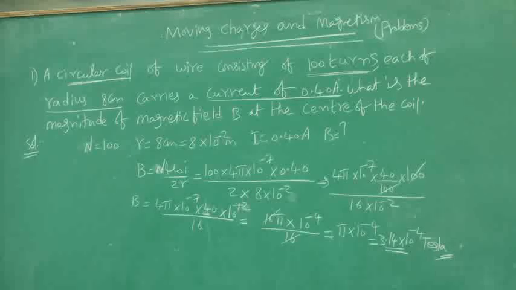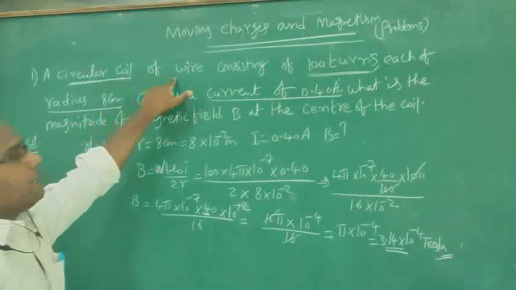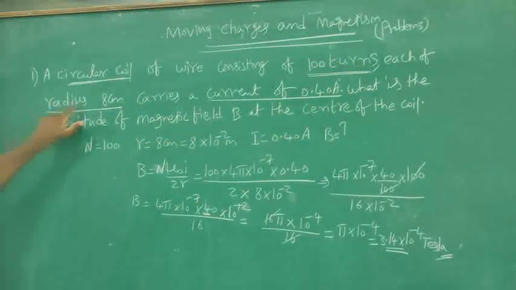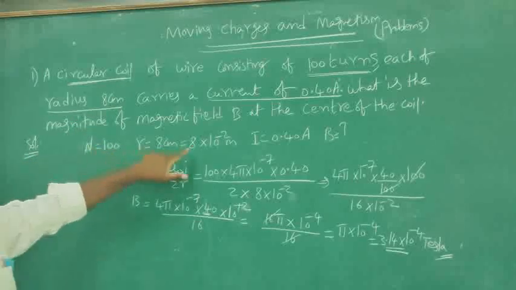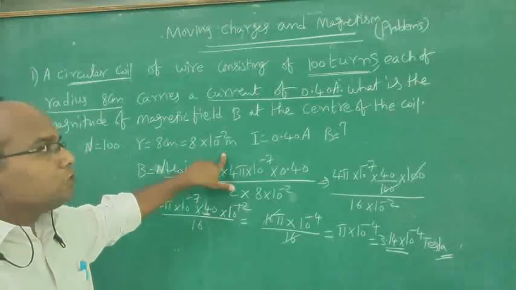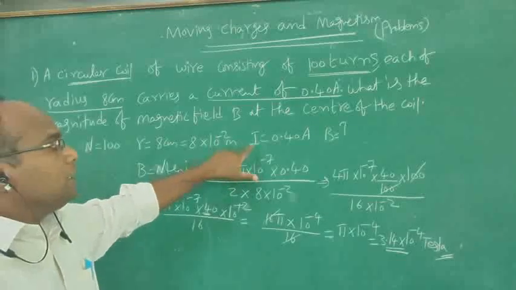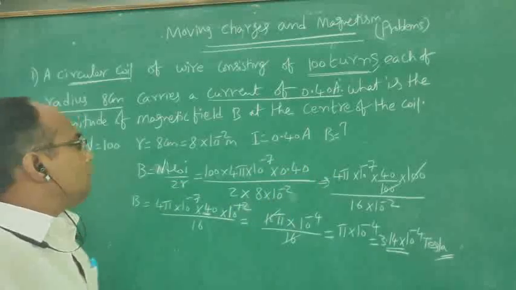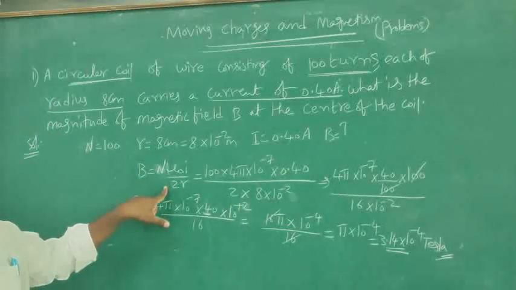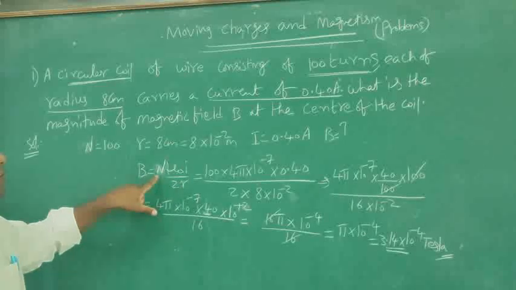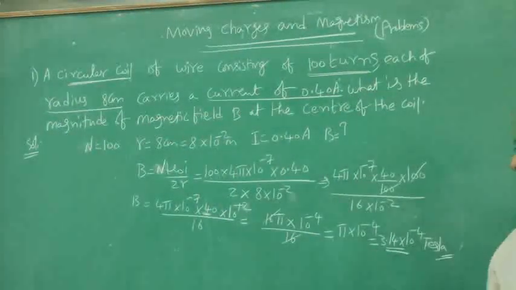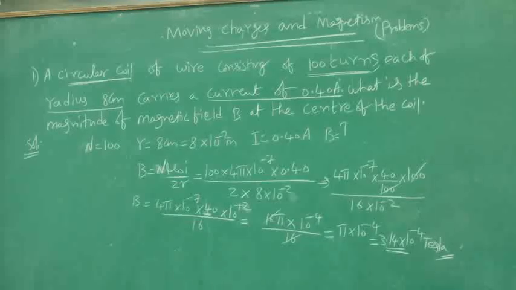So here, a circular coil of wire consisting of 100 turns: N is equal to 100 turns, each of radius 8 centimeter, R is equal to 8 into 10 to the power of minus 2 meter. All are in the SI system, and the current is 0.40 ampere. They are asking the magnetic field. So what is the formula? Mu naught I divided by 2R. Here N number of turns are there, that's why I took N, and we substitute the values. Therefore we get 3.14 into 10 to the power of minus 4 Tesla.